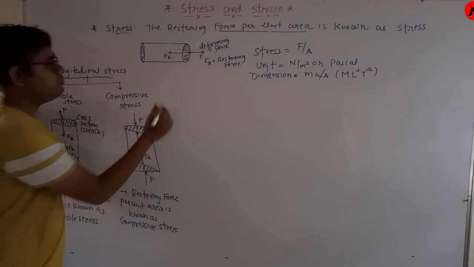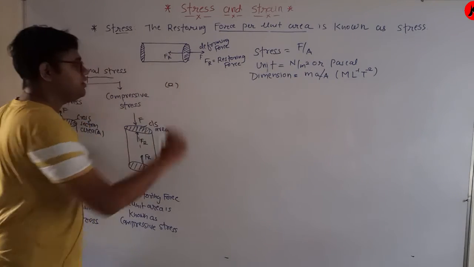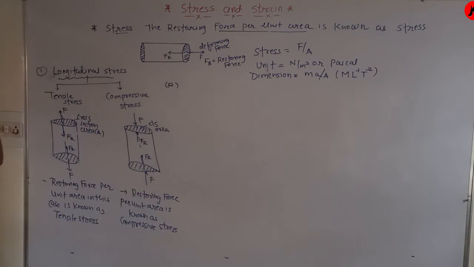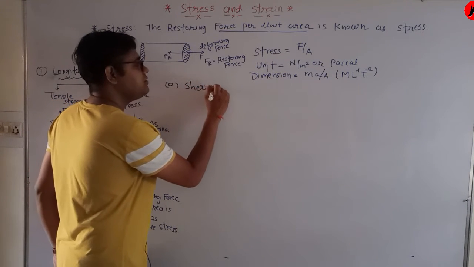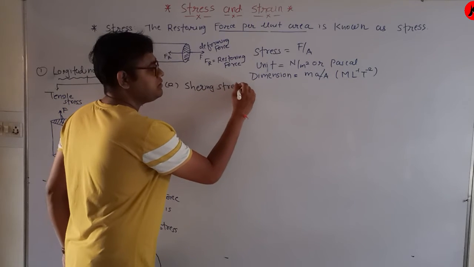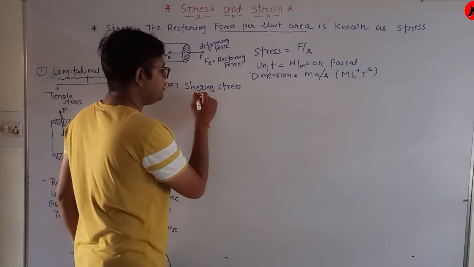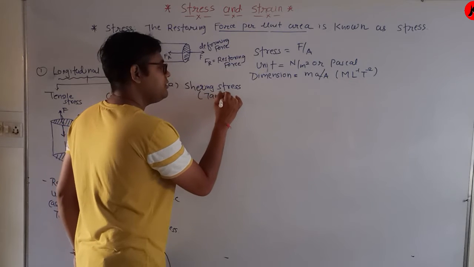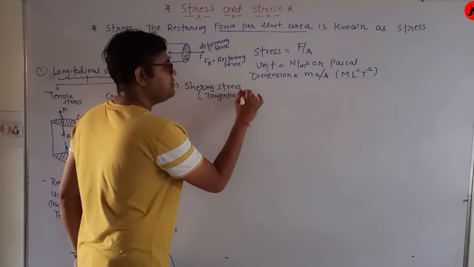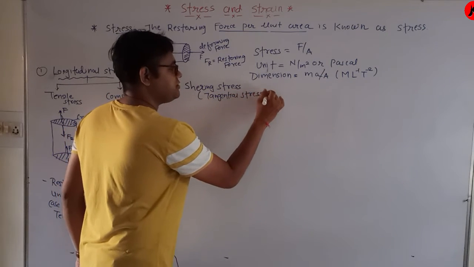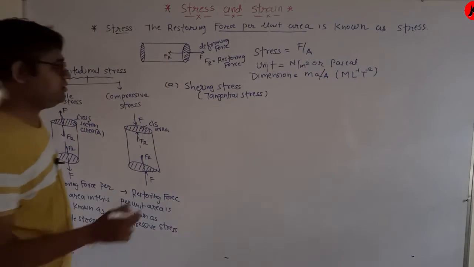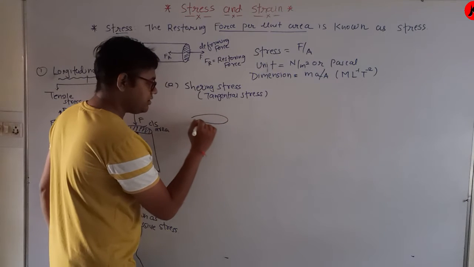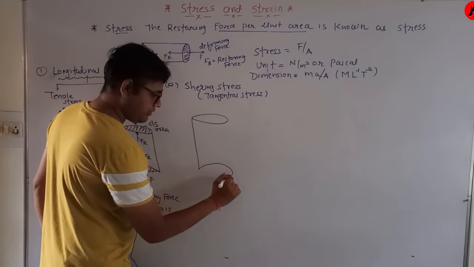Okay, now the second type is shearing stress, right? Or you can say tangential stress. Now what do you mean by shearing stress and tangential stress? So let's consider one cylinder, right?